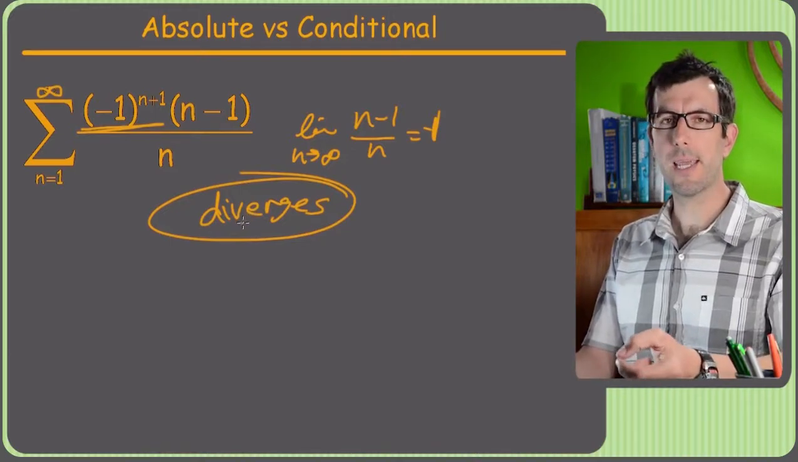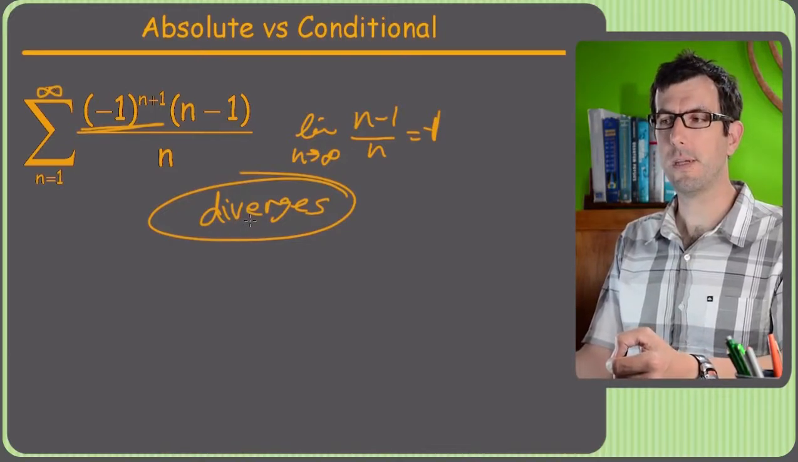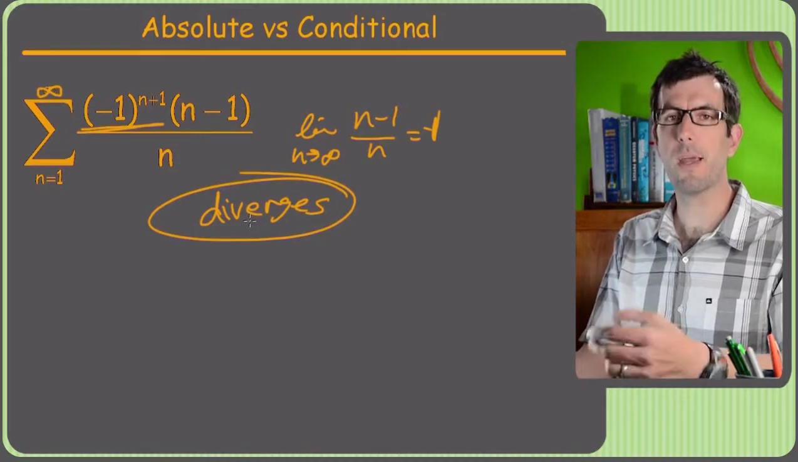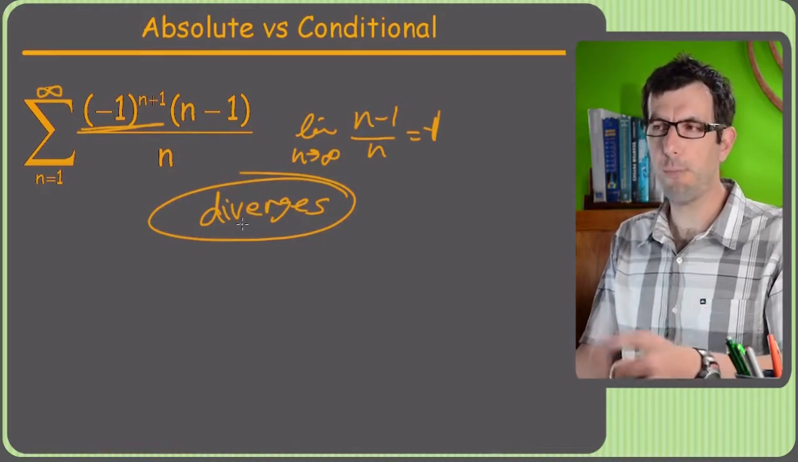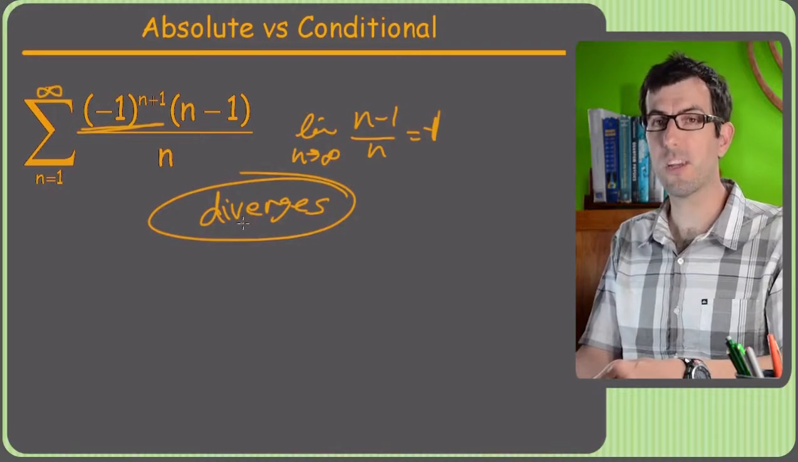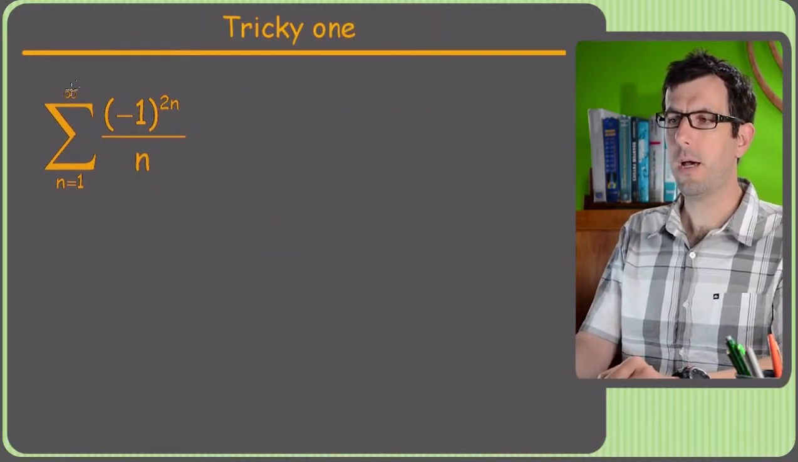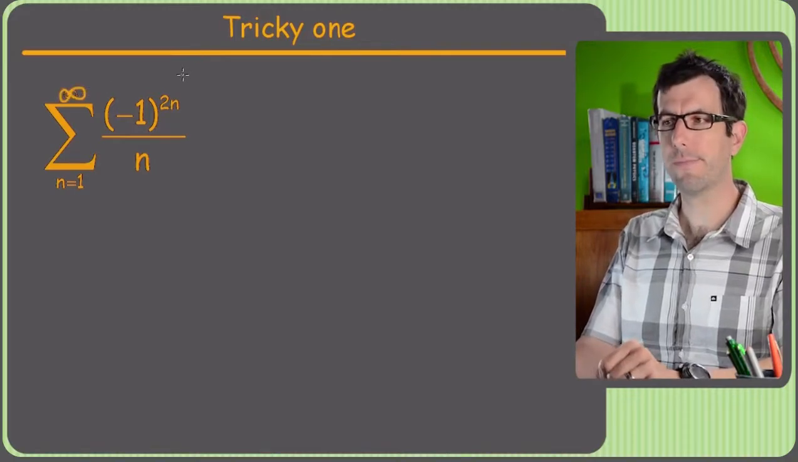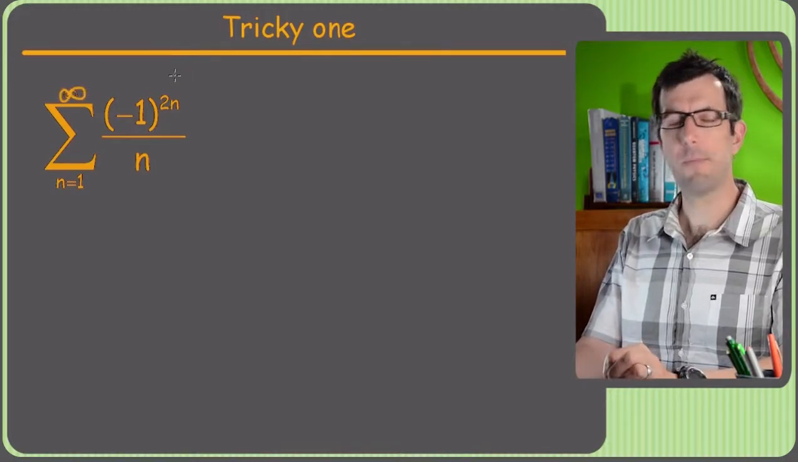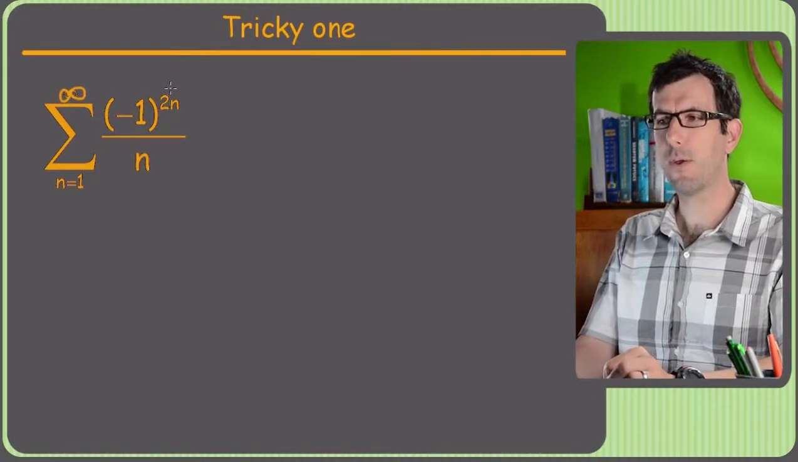It's only if it's alternating and converges as an alternating series that we then further refine the result by saying, hey, is it absolute or conditional convergence? But if you diverge, you diverge. All right, why did I label this one tricky? Could it be because it's not an alternating series? I think that's what's going on, because check this out.